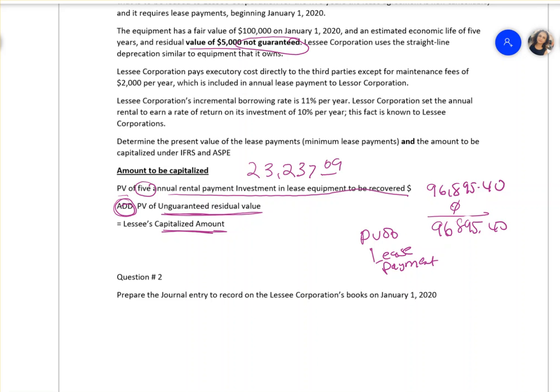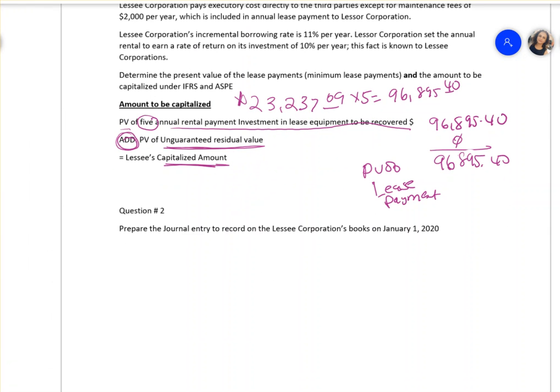If you don't know how to calculate this, I showed you how to calculate it in our previous example. The leasing company is going to make 5 payments of that, which will give you 96,895.40. Now how do we record the journal entry?